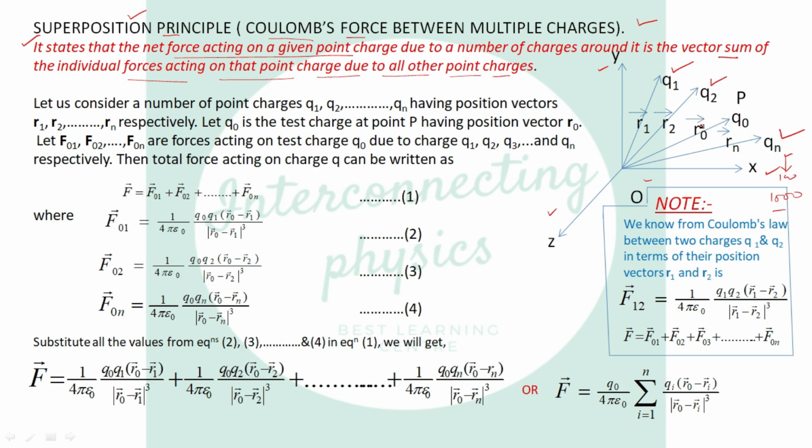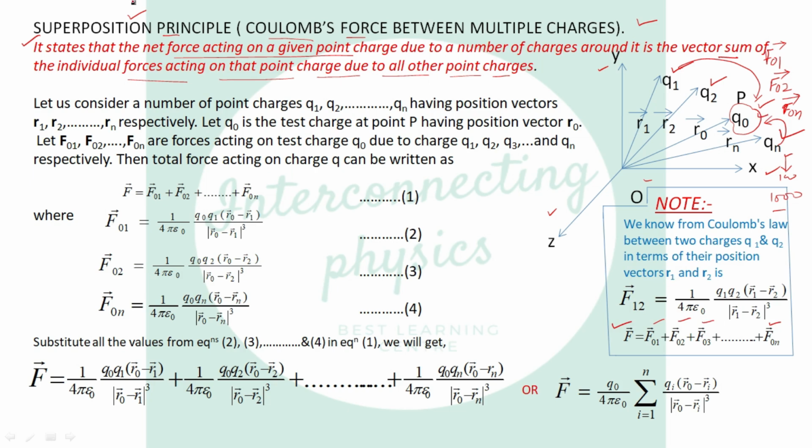So let us say we have a test charge, that is Q0, on which we have to find the total force due to all these charges. Suppose Q1 is exerting force on Q0, we say it as F01 vector. If Q2 is exerting force on Q0, we say it as F02 vector. And if Qn is exerting force on Q0, we say it as F0n vector. We add these individual forces and we will get the total force on this test charge.